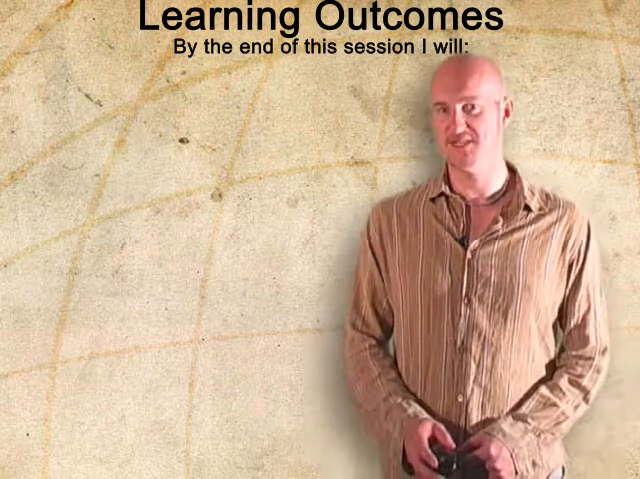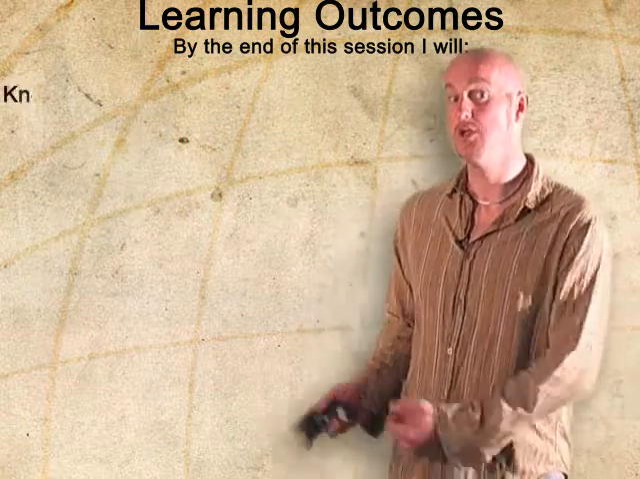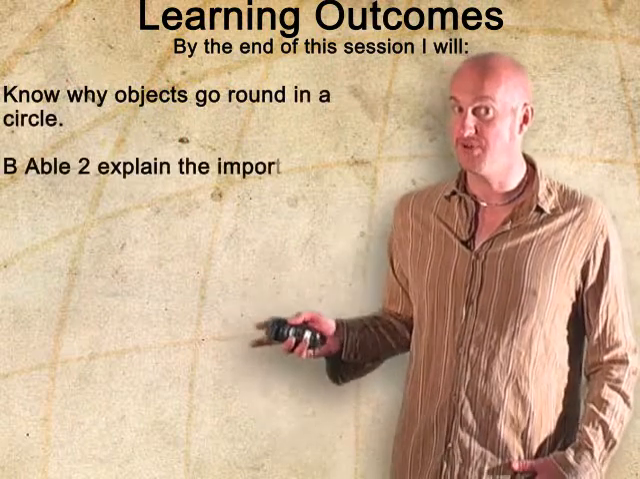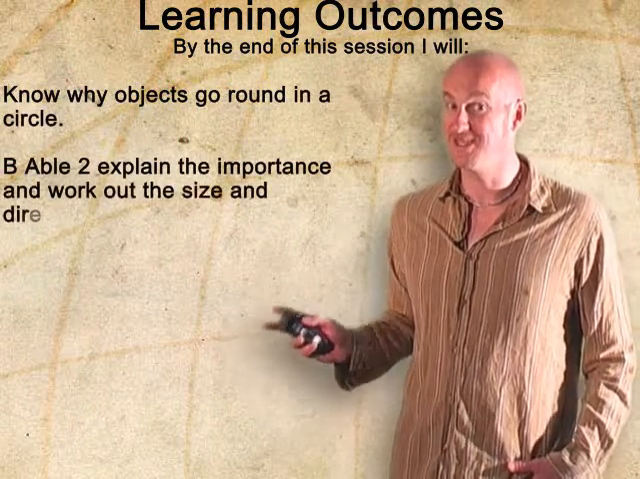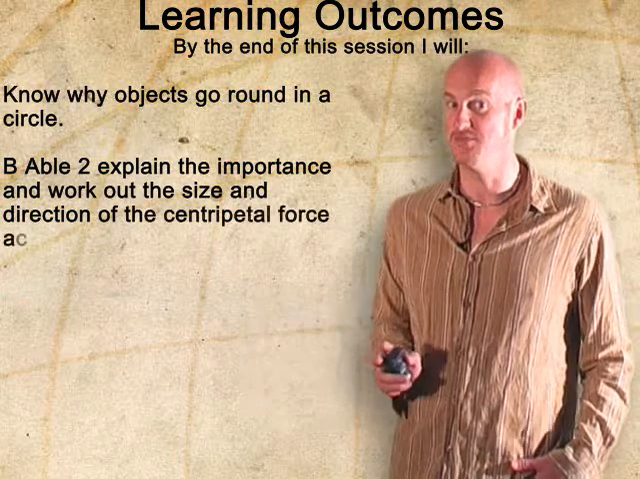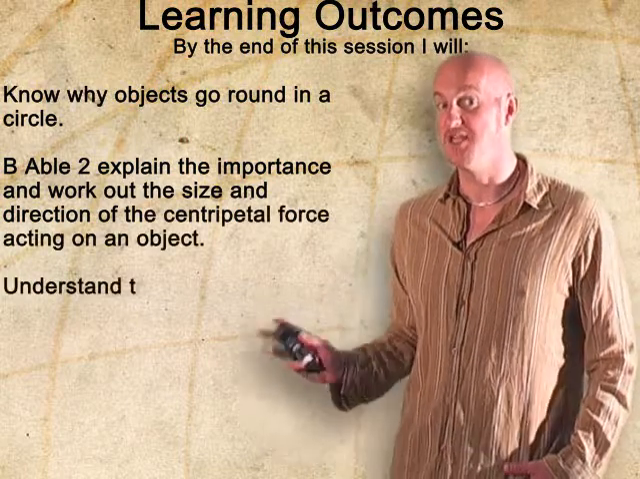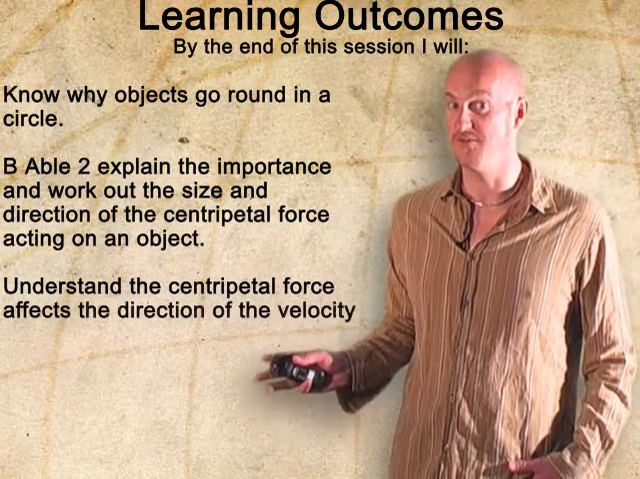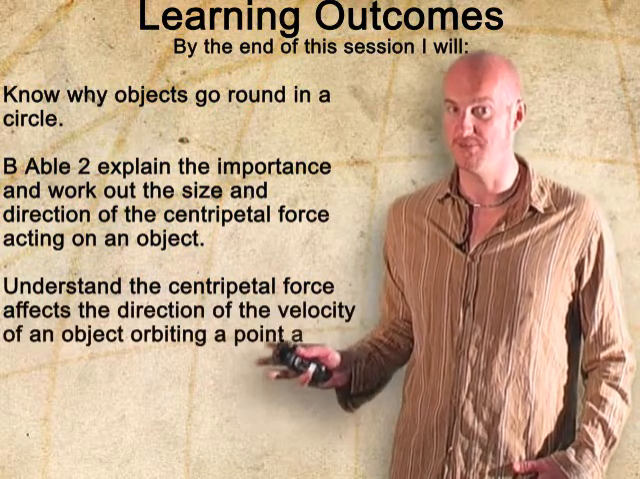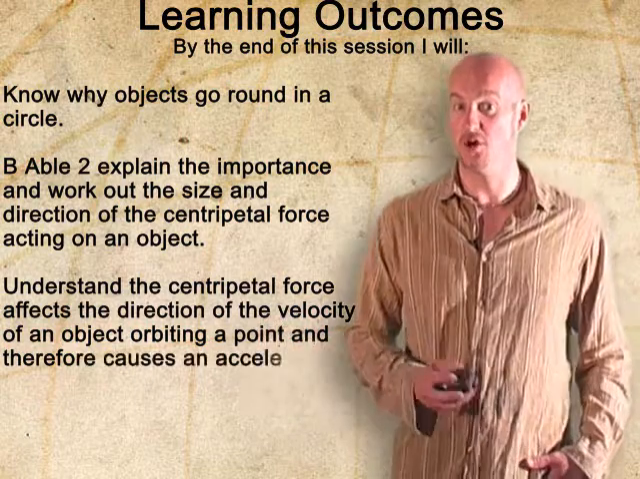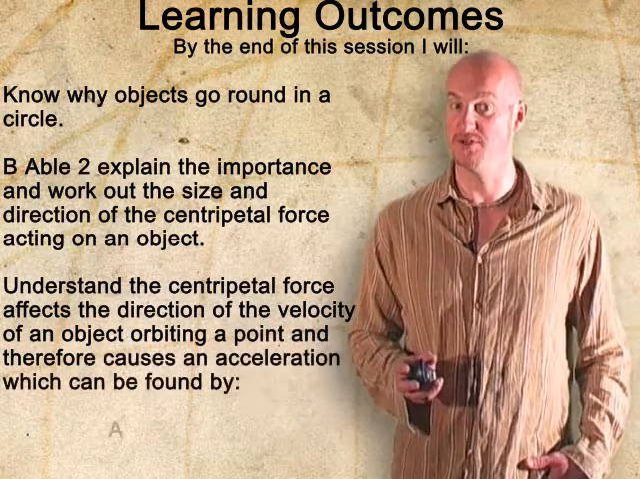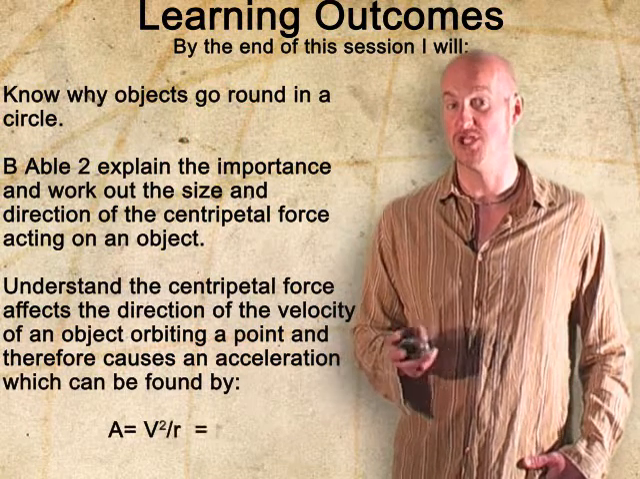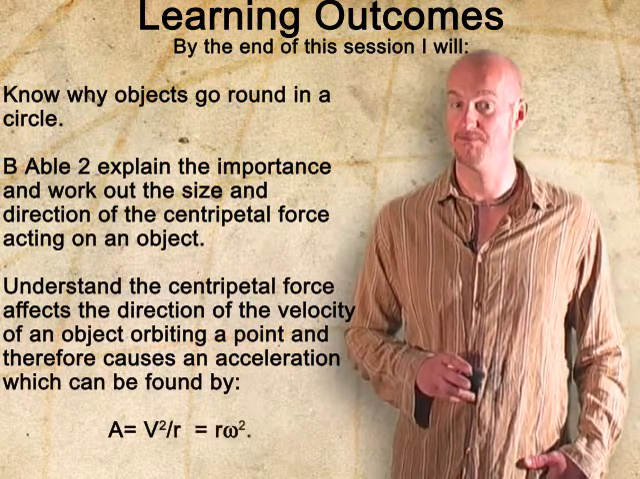Okay, by the end of this session, I will know why objects go round in a circle, be able to explain the importance and work out the size and direction of the centripetal force acting on an object, and understand how the centripetal force affects the direction of the velocity of an object orbiting a point, and therefore causes an acceleration which can be found by a equals v squared divided by r, which equals r omega squared.